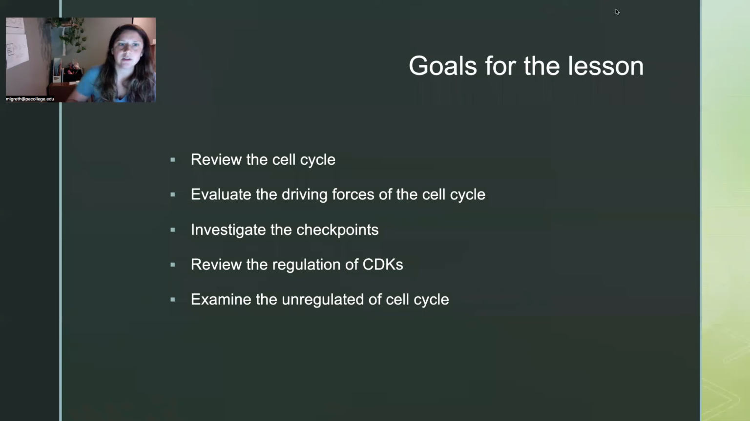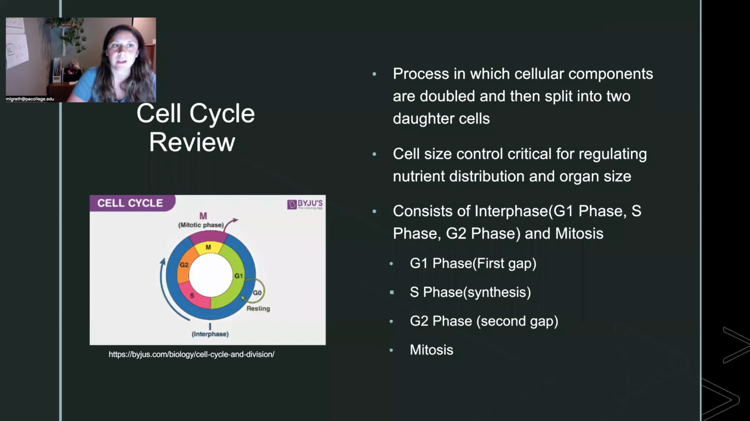So the goals for this lesson will be to review the cell cycle, evaluate the driving forces of the cell cycle, investigate the checkpoints, review the regulation of CDKs, and examine the unregulated cell cycle. So the cell cycle review: what is the cell cycle? The cell cycle is the process in which the cellular components are doubled and then split into two daughter cells.